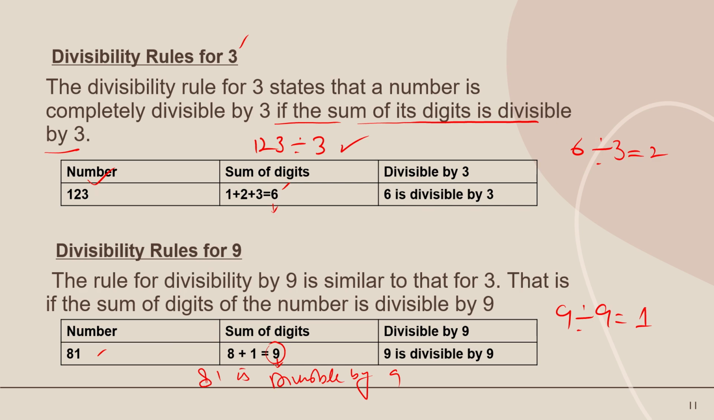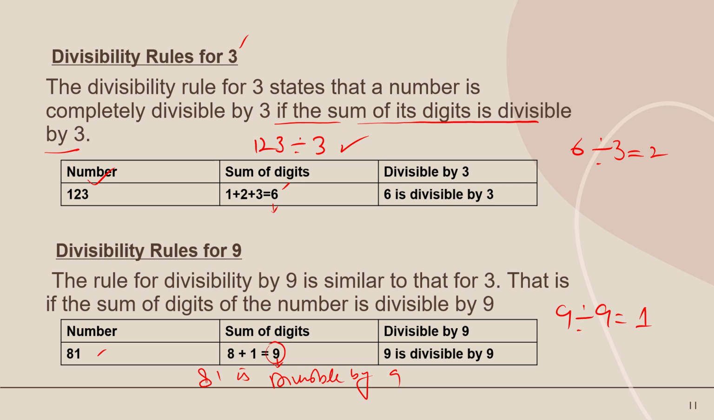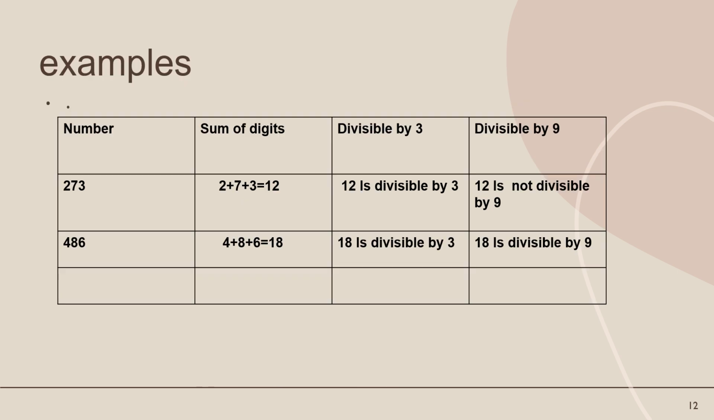So make all these numbers category-wise. It helps you find and remember all of these. So 3 and 9 are one category and 2, 5, 10 are one category. Okay, is it clear? Now these are some examples of divisibility by 3 and 9. It will help you understand how to tell whether a number is divisible by 3 or 9.